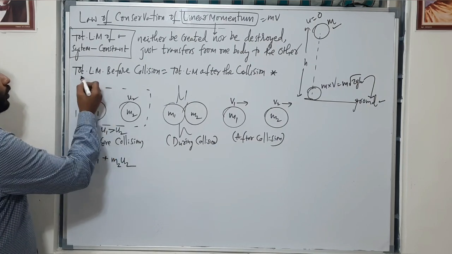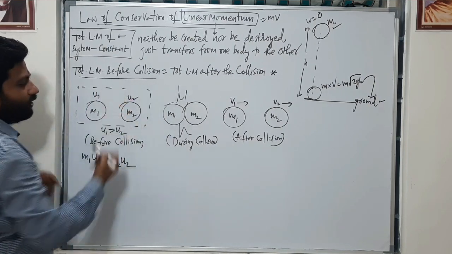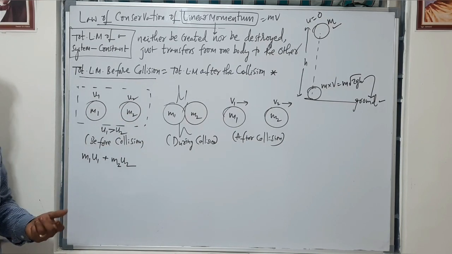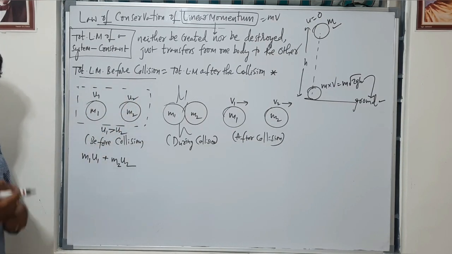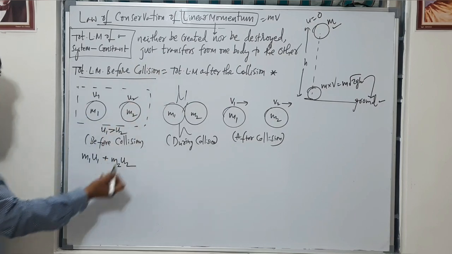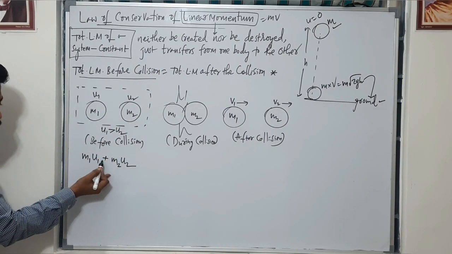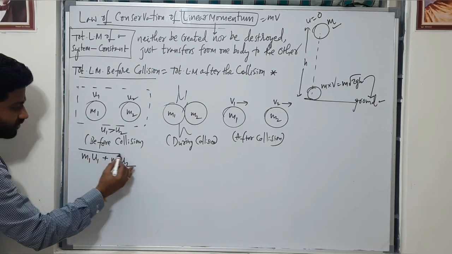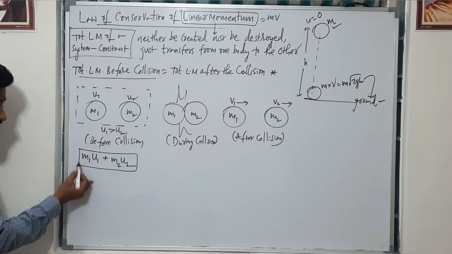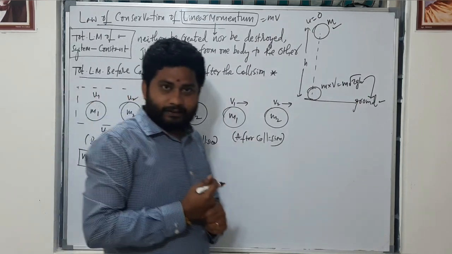This sum is called the total linear momentum before the collision. Yes, the total linear momentum before the collision is m1 u1 plus m2 u2. This is the total linear momentum of the system before the collision, right?